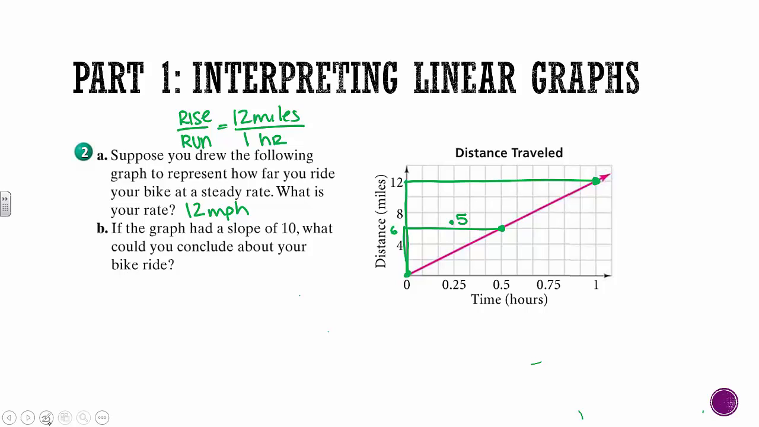So now let's say the graph had a slope of 10. What could you conclude about your bike ride? So a slope of 10 would mean we'd only get to here in the same amount of time. So that would mean that we were riding slower. Our rate was lower. It would take us a little longer to get wherever we were going, and we were basically just moving at a slower pace. So the slope on this represents how fast we're going.